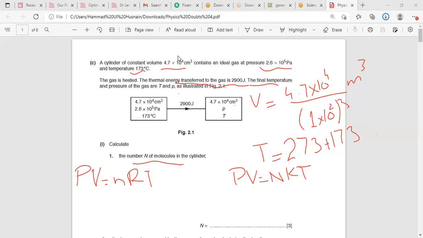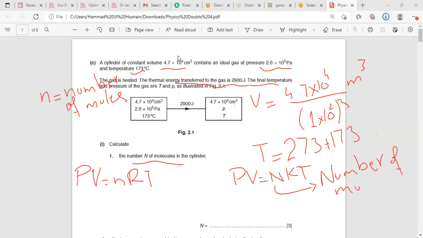Yes, but what's the difference between the first n and the second N, like the small n and the capital N? Yes. So basically, the small n is the number of moles of the gas, right? And this capital N is basically the number of molecules. Right?